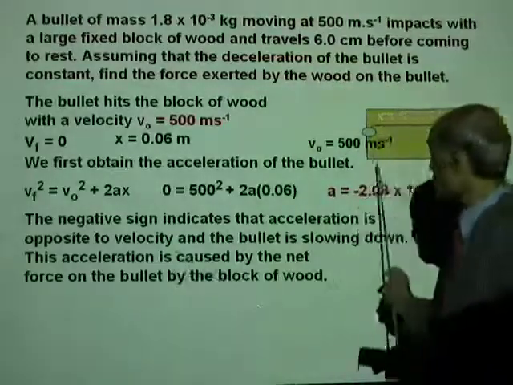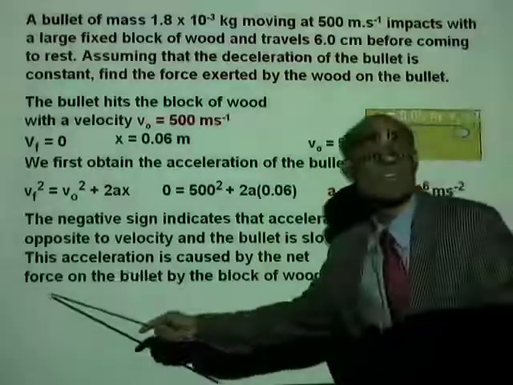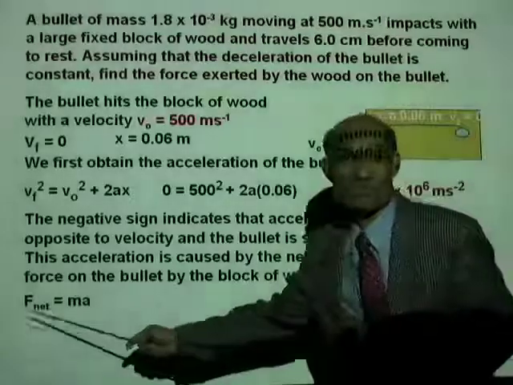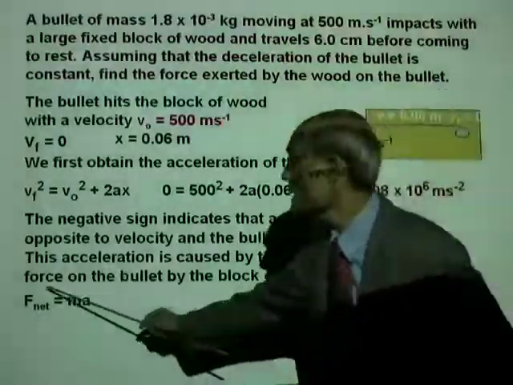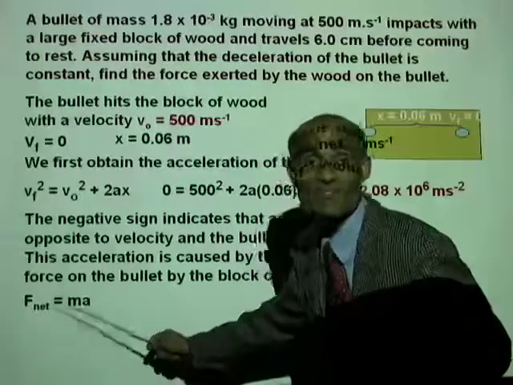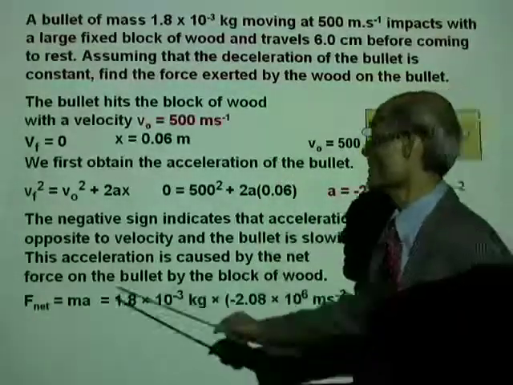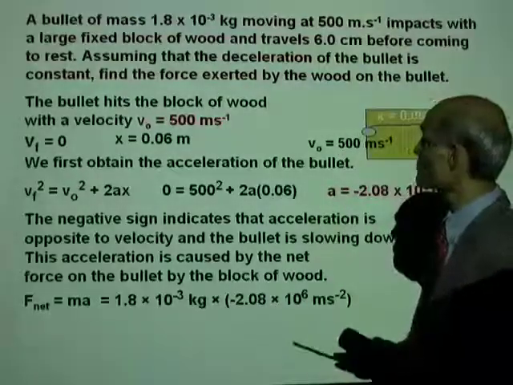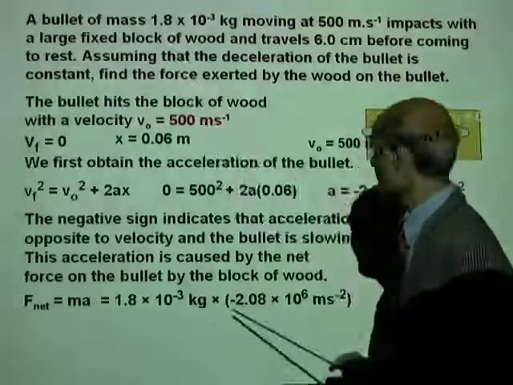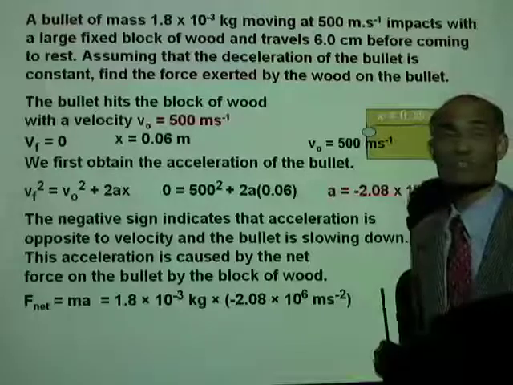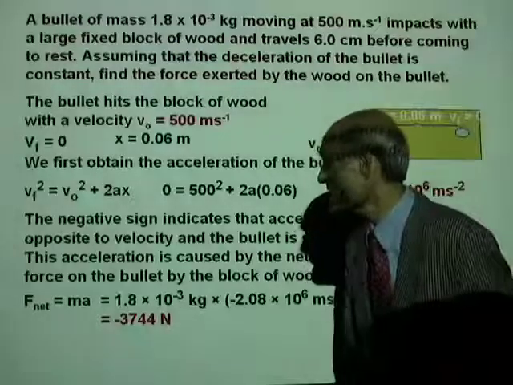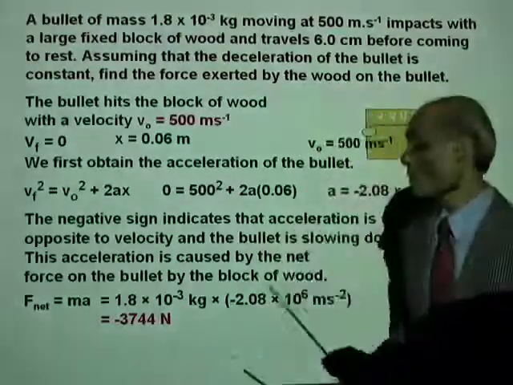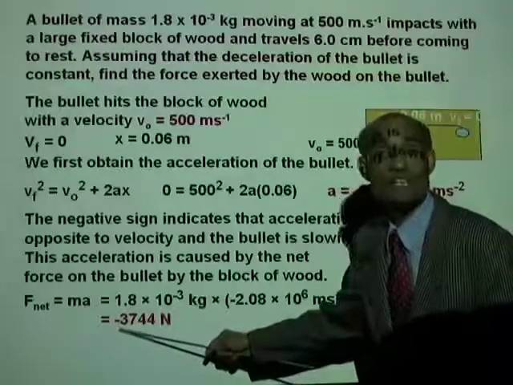This acceleration is caused by the net force on the bullet by the block of wood, which means F net equals ma, and we are looking for that net force applied by the wood. The mass of the bullet is 1.8 times 10 to the negative 3 kilogram. That is here, and multiplied with the acceleration, we get that the force is negative 3,744 Newton. Tell me, why is the force negative?